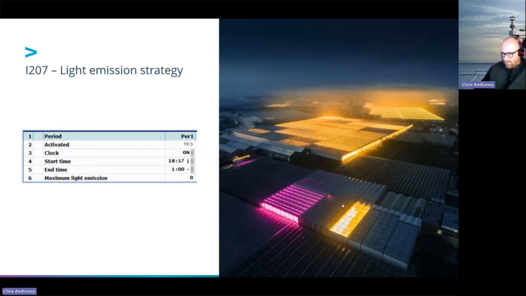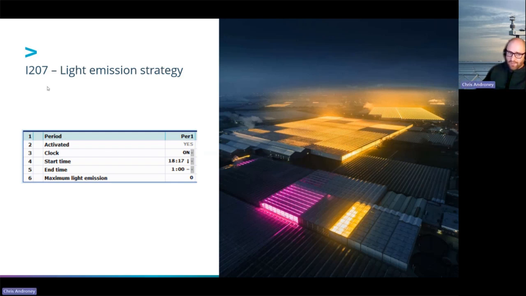In the Leamington area in Ontario and some other areas around the world, sometimes it's by law that if you're running lights, you need to make sure you have blackout curtains or you get this effect. They call it light abatement or light pollution. With the curtains, we have the ability to tie them to our I207 page, our light emission strategy.